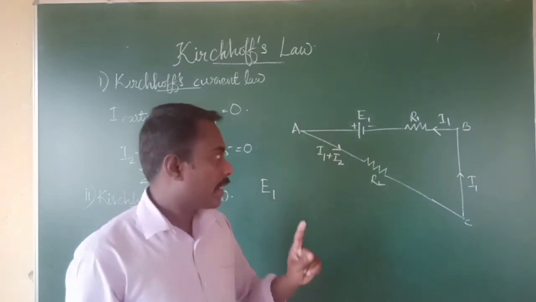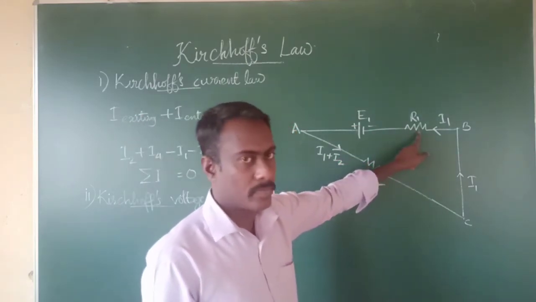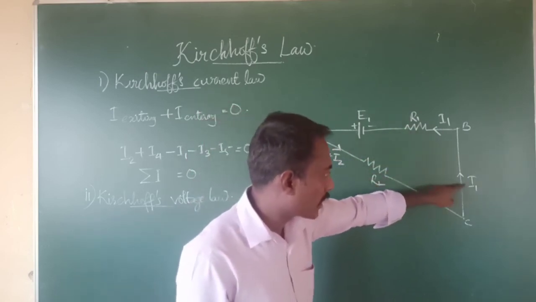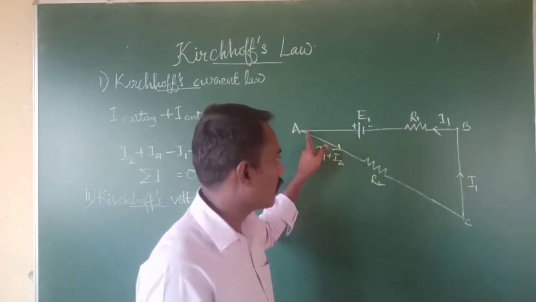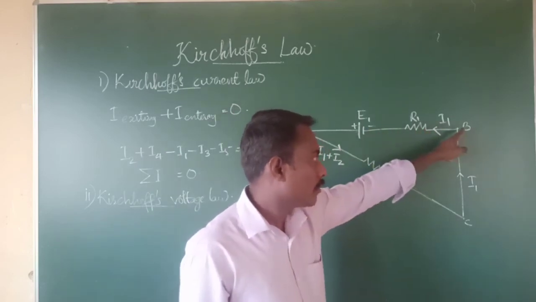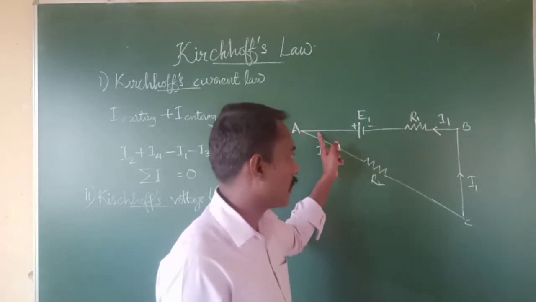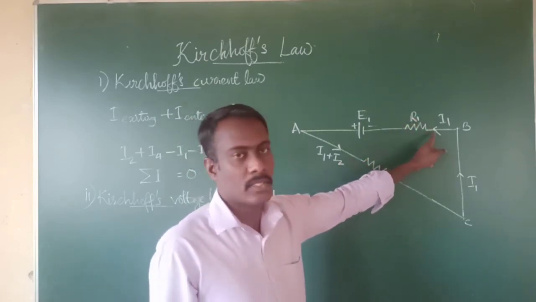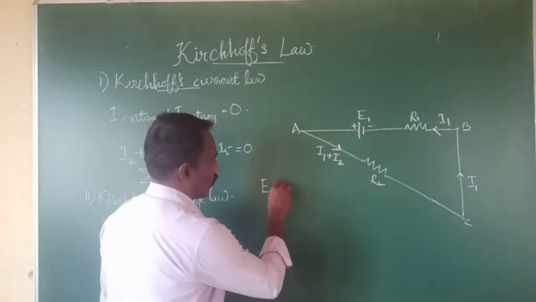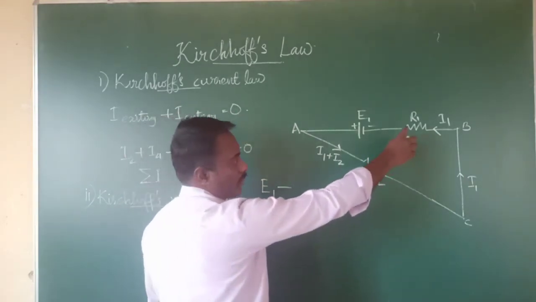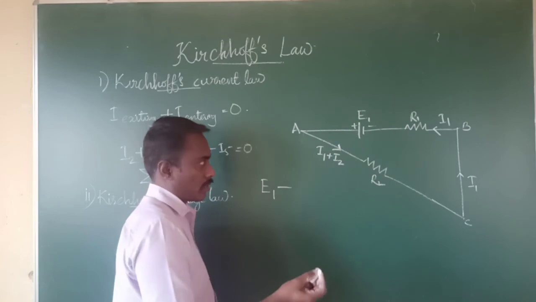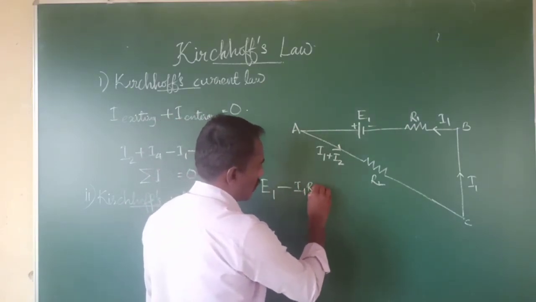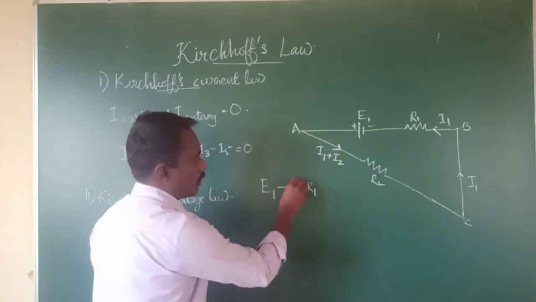And now next we get a resistance. What is the resistance? R1. The direction of electric current is B to A, but we are moving in the direction A to B. So the potential across this resistance is negative. Then what is the potential? V is equal to I into R. What is the current flowing through the resistance? I1. And its resistance is R1. So minus I1 into R1.